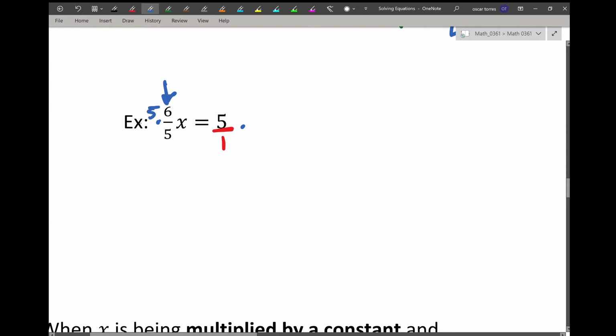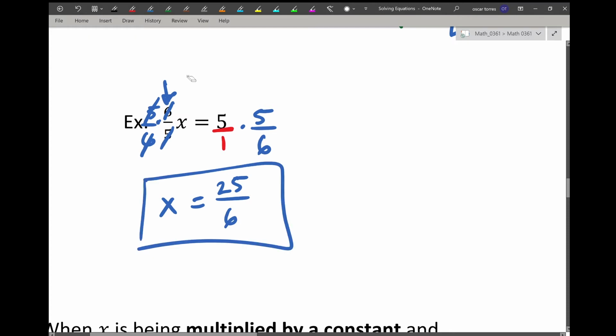So we're going to multiply by 5 over 6, and we're going to multiply the right by 5 over 6. On the left hand side, everything crosses out except for the x. On the right hand side, we get 5 times 5, which is 25, over 1 times 6, which is 6. And this ends up being my answer.